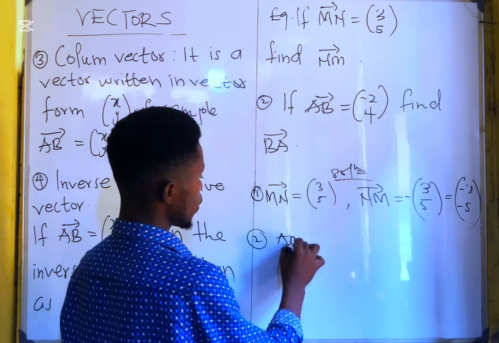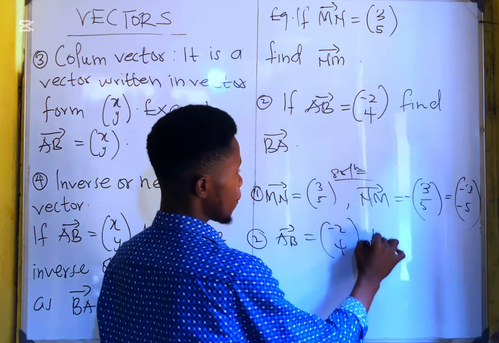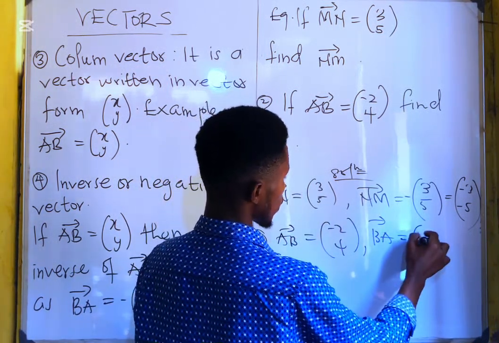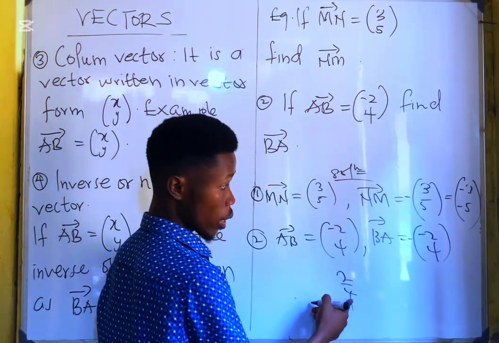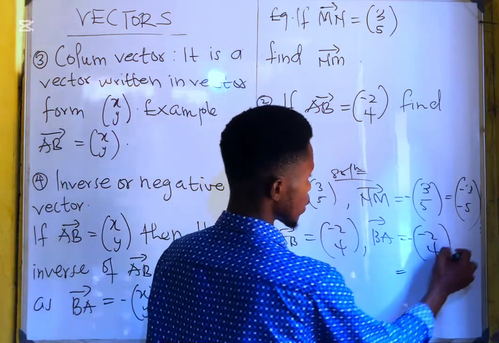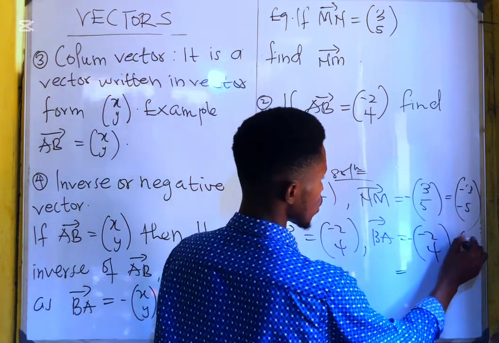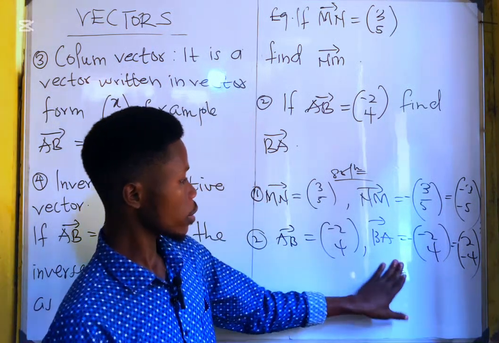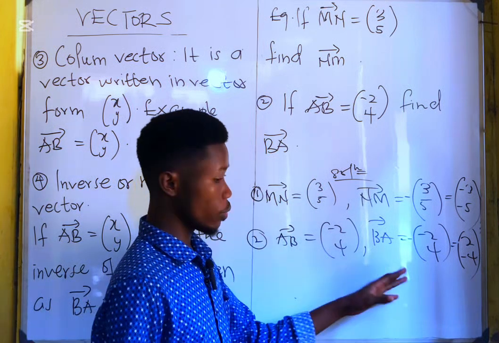2. If AB is giving us (-2, 4), then BA, that's what we have to find, will be negative outside (-2, 4). Please, you don't have anything like 2 over 4 there. It is wrong. It's a vector, so there won't be any division sign. And this will give us negative times negative 2, which is positive 2, and negative times 4 gives you negative 4. So this is how we solve inverse or negative vectors.